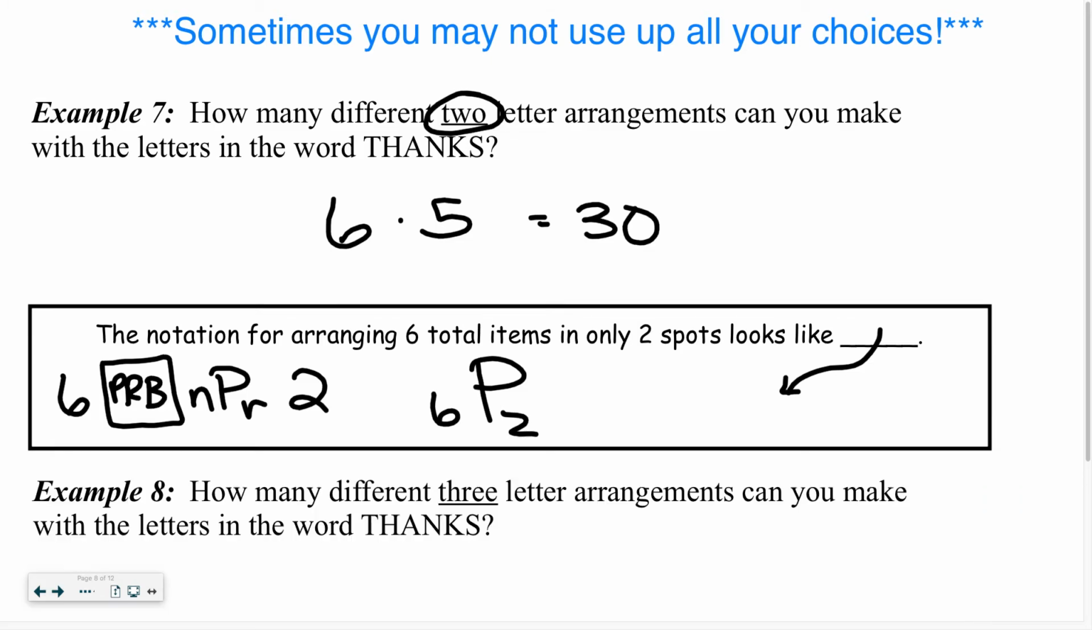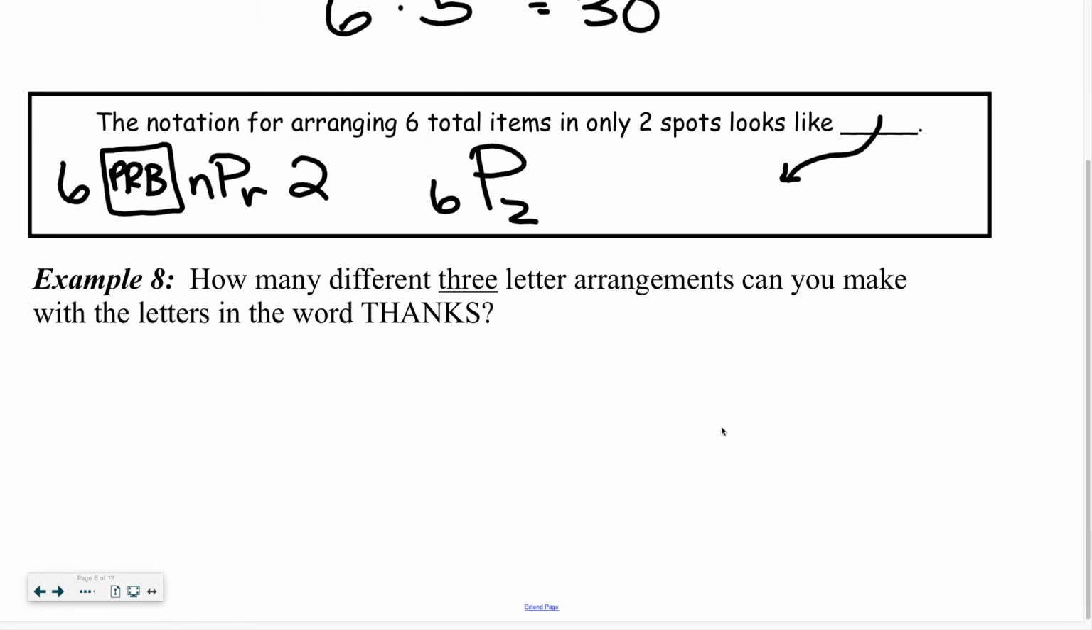Now, I also have a follow-up question. How many three-letter arrangements can you make? We could shorten that and do 6P3. We still have 6 letters in thanks, and we're making 3-letter arrangements. So we're only picking 3 of them, not all of them. We don't want to do 6 factorial anymore. What will that be, 120?